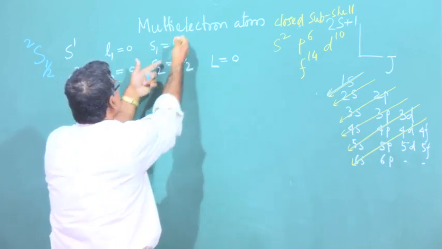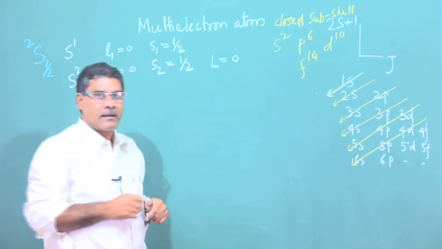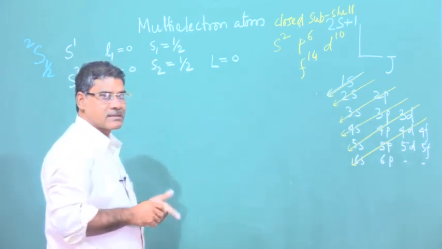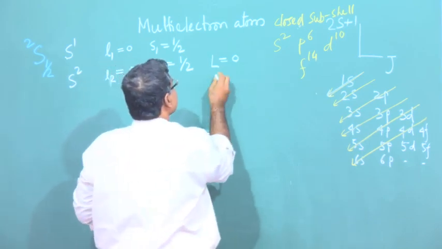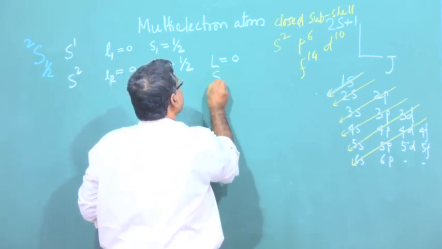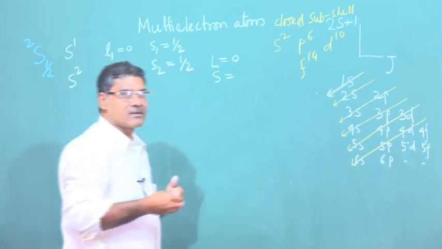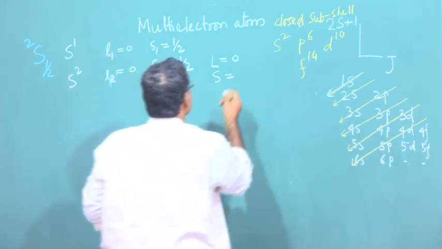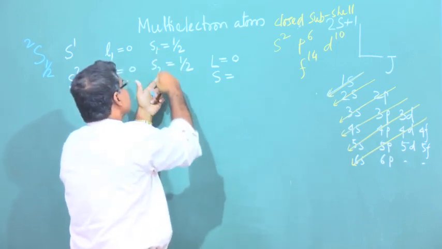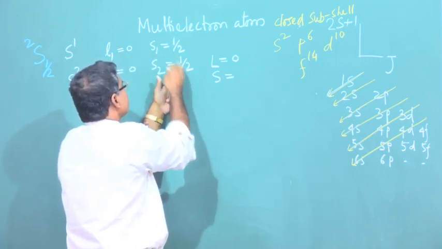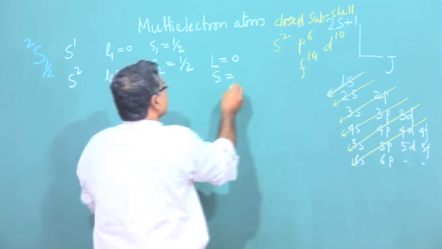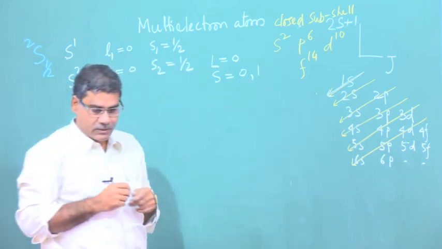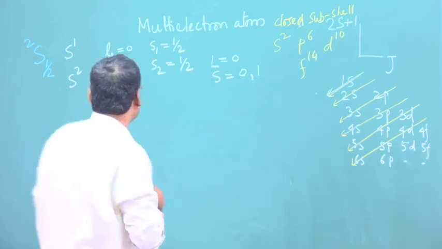And now I have spin S1 half and S2 half. Now, what will be the resultant S? So, resultant S will be S1 plus S2 to S1 minus S2. So, S1 plus S2 magnitude is 1, S1 minus S2 magnitude is 0. So, basically it will be 0 and 1.